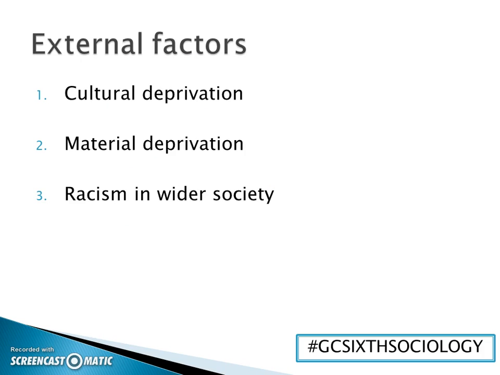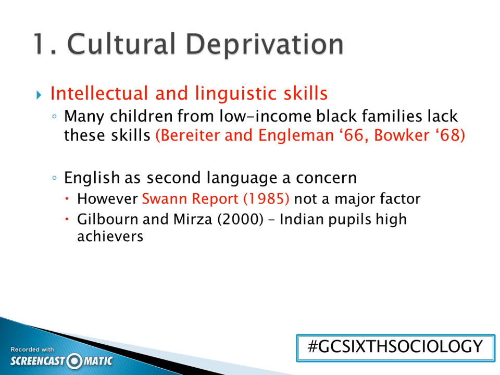3 types of external factor: cultural and material deprivation. We've covered a bit, so we'll just rattle through that if we can. And then a bit of an idea about how racism and wider society has an impact.